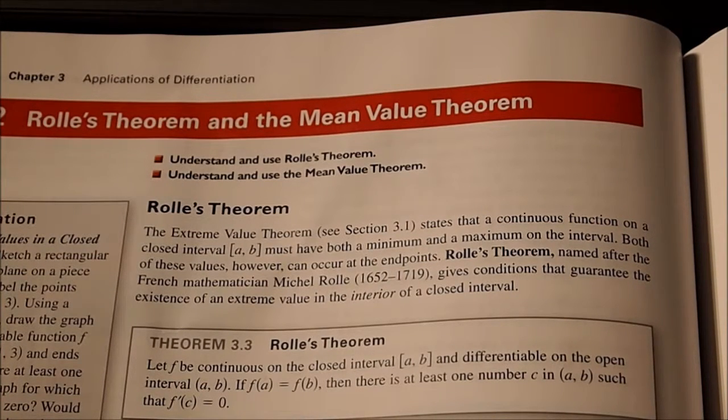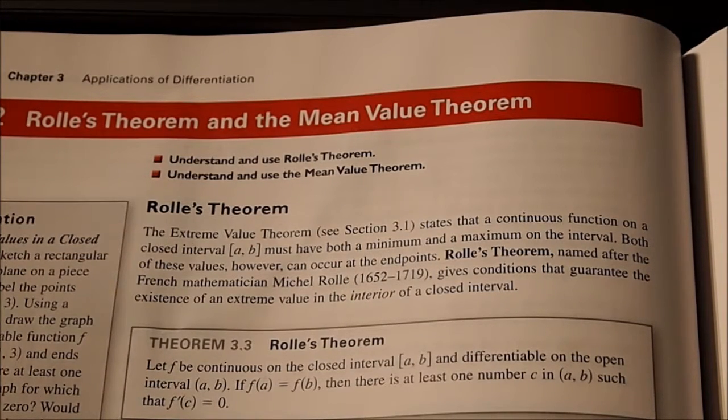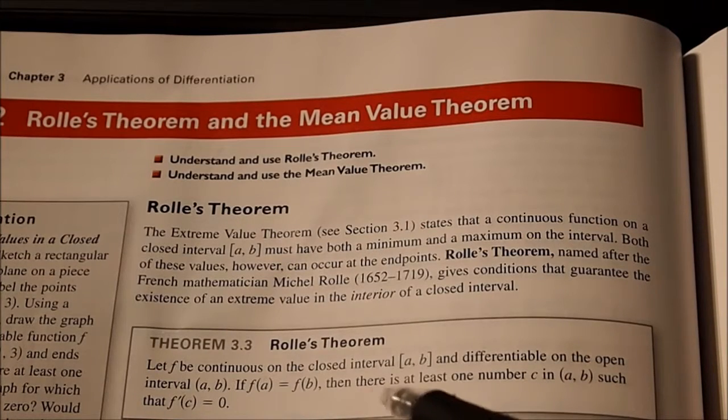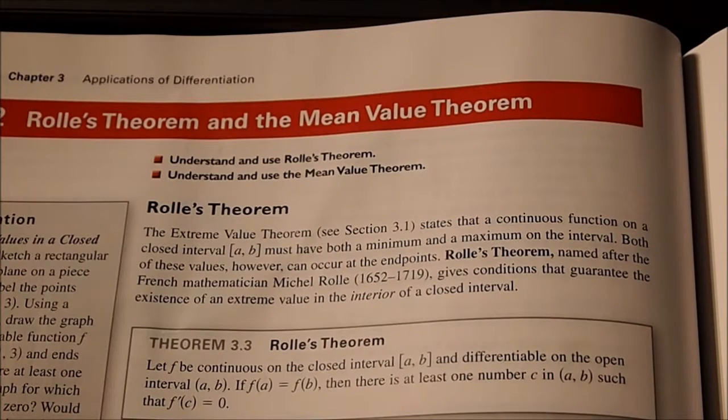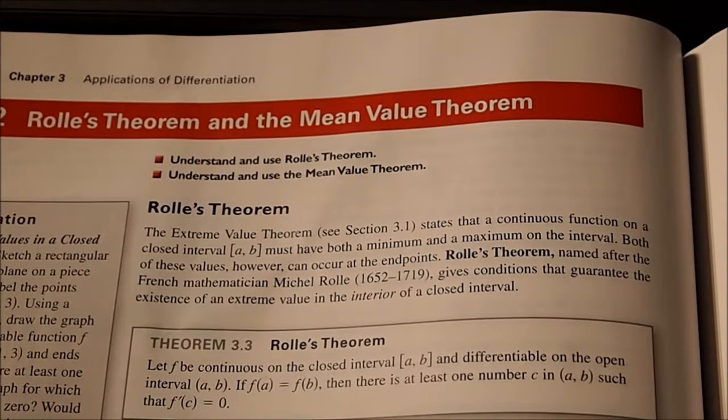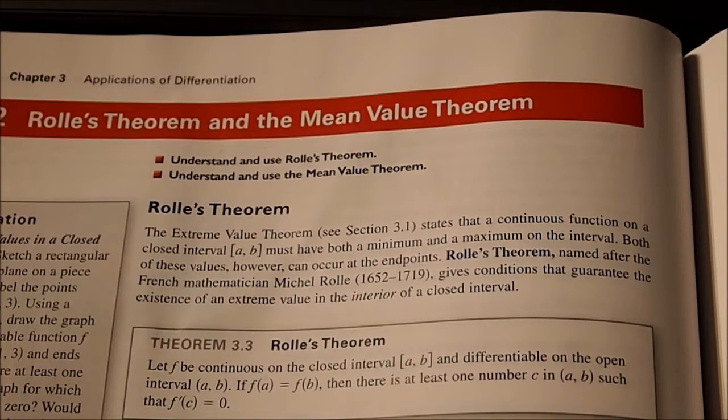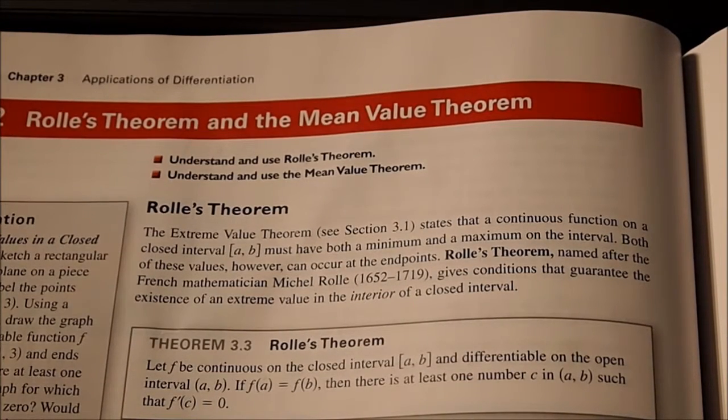So basically it's saying that f has to be continuous on the closed interval and differentiable on the open interval. So it can't have any vertical tangents, it can't have any sharp curves or turns, and it must be continuous. Then there is at least one number c in (a, b) such that f prime of c is equal to 0. That's saying the slope at the point c must be like a horizontal tangent. And that's just saying there has to be at least one, so there could be more than one.